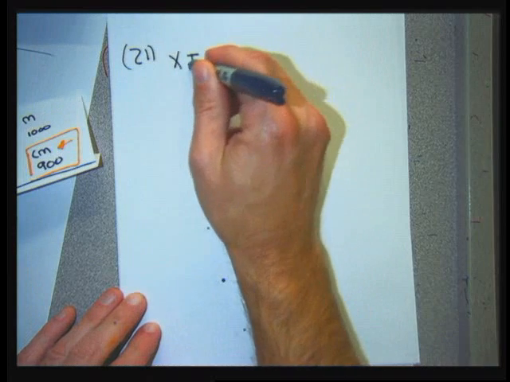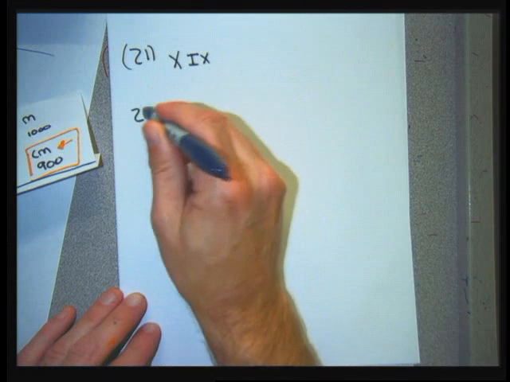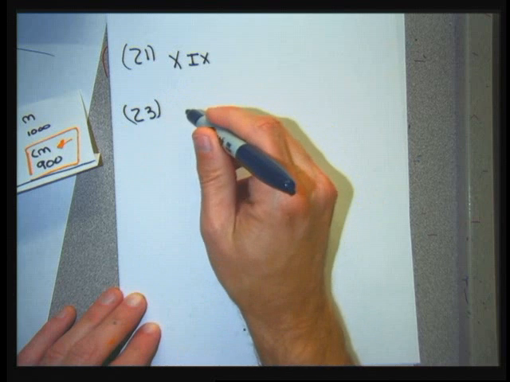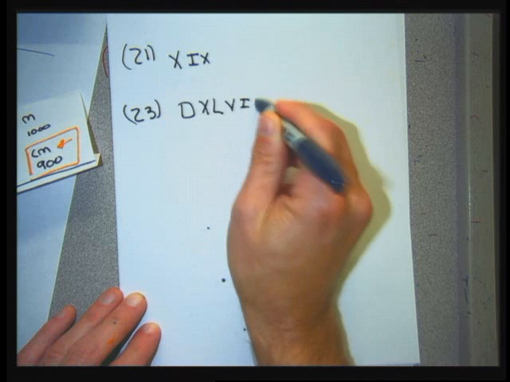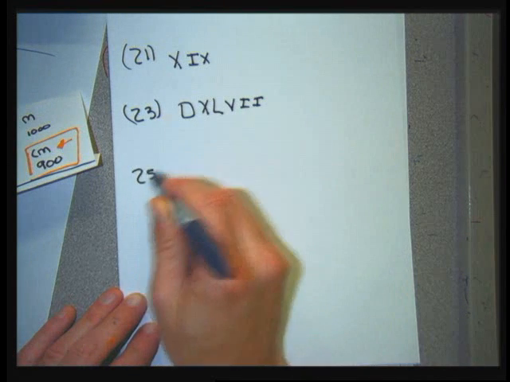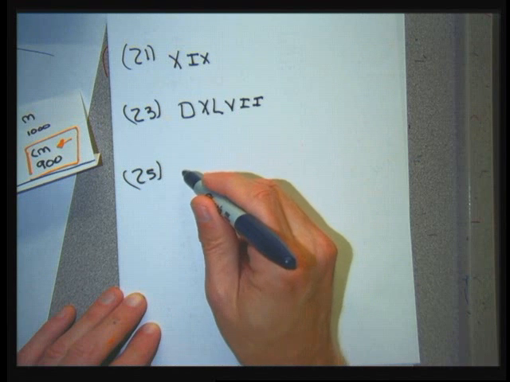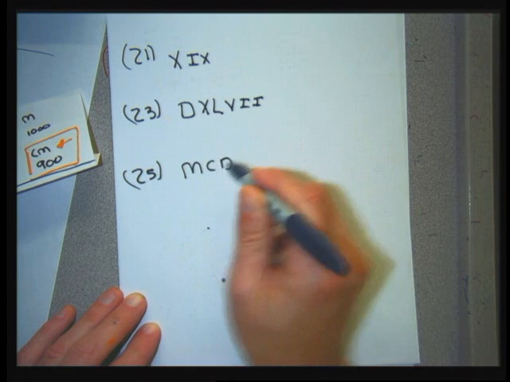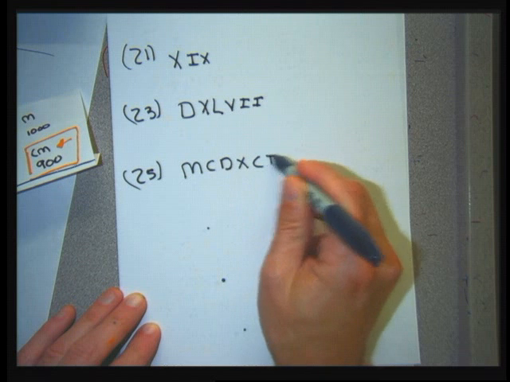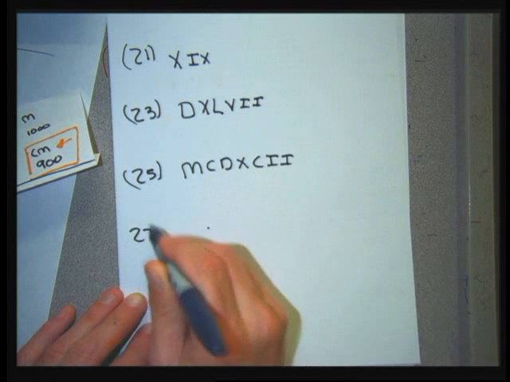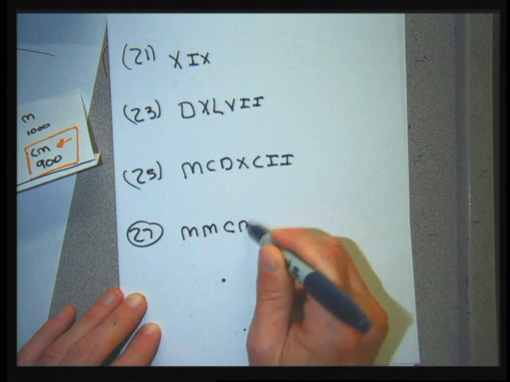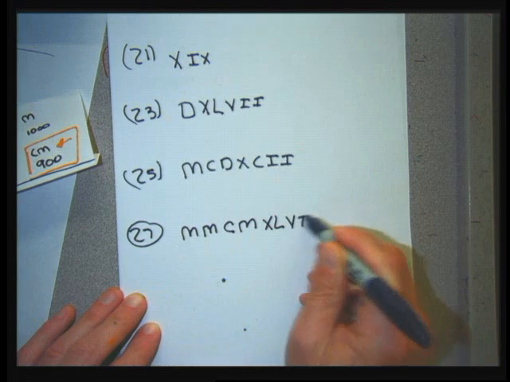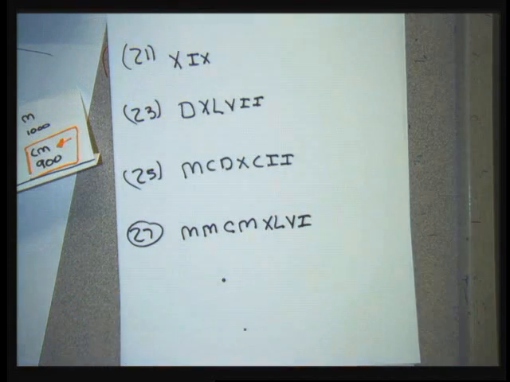So 21, XIX, 23, DXL, VII, 25, MCD, XCII, 27, MMCMXLVI, and then there's the ones with the bars that maybe I'll do one of those, but those won't be test worthy to worry about.